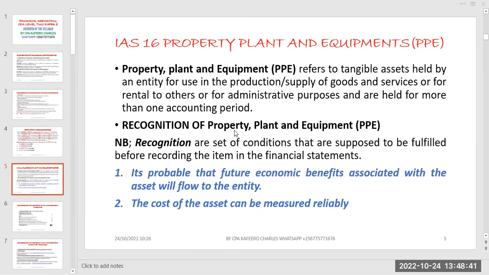We said they are tangible assets held by any entity for use in the production or supply of goods and services, or for rental to others to a smaller extent, or for administrative purposes, and are held for more than one accounting period. So we'll try to look at the recognition. Recognition, basically, we are just looking at how we are incorporating the PPE into our financial statements. What are the conditions that we are supposed to fulfill before we record any item of PPE into our financials?